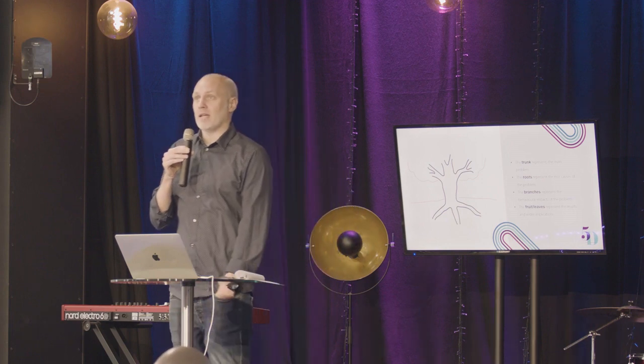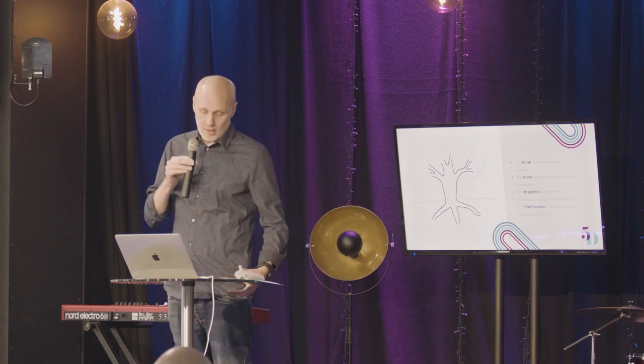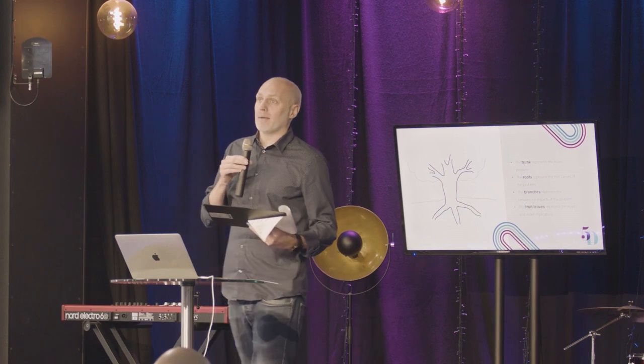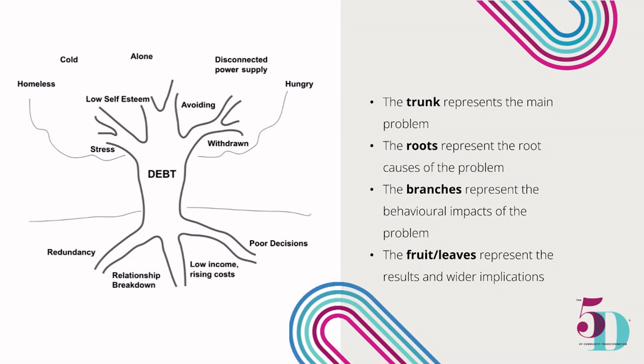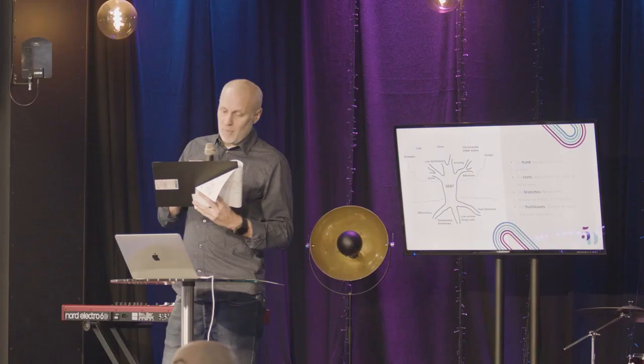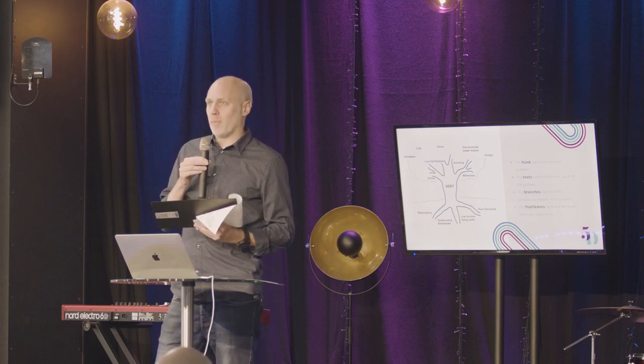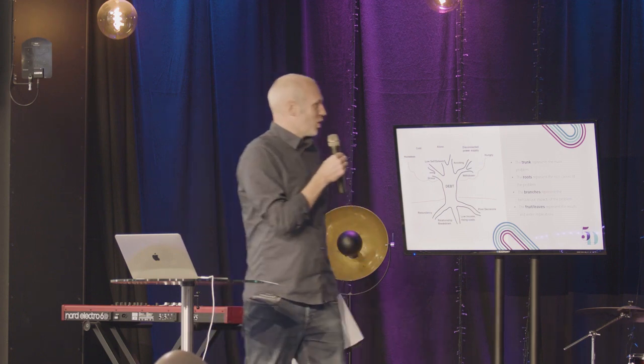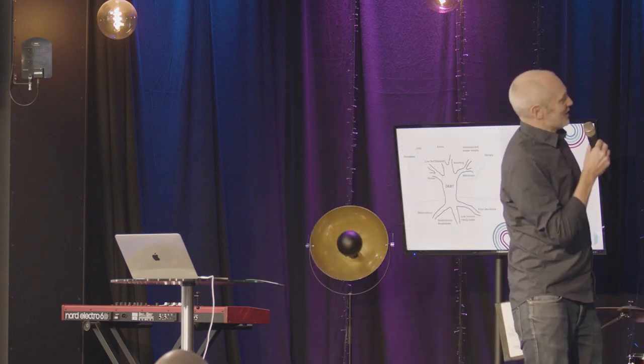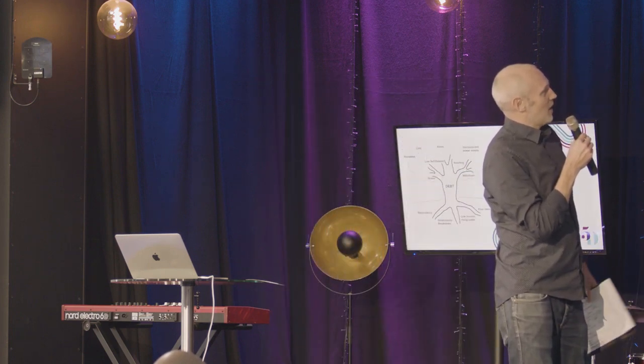So in a minute, you're going to look at that as being the trunk. On the next diagram down, we've got an idea of this tree looking at the concept of debt. So if debt was the trunk, you'll see that below the trunk are the roots, and the roots represent the root causes of the problems. Here on this diagram, we've got the root causes down as poor decisions, redundancy, relationship breakdown, low income, and rising costs.